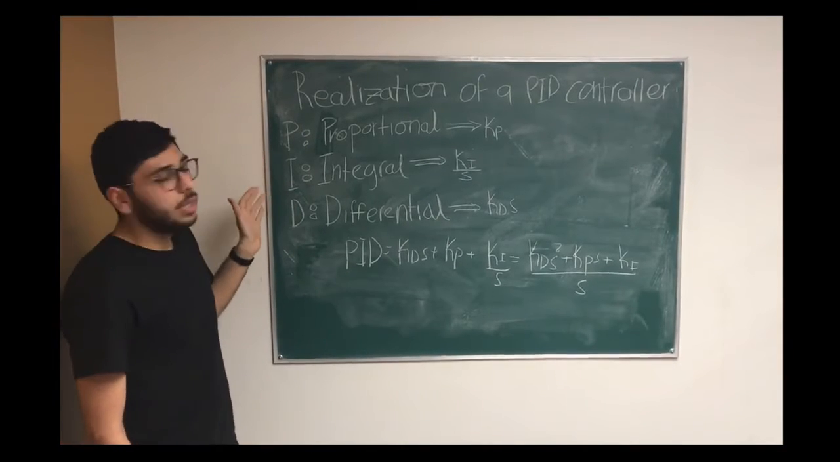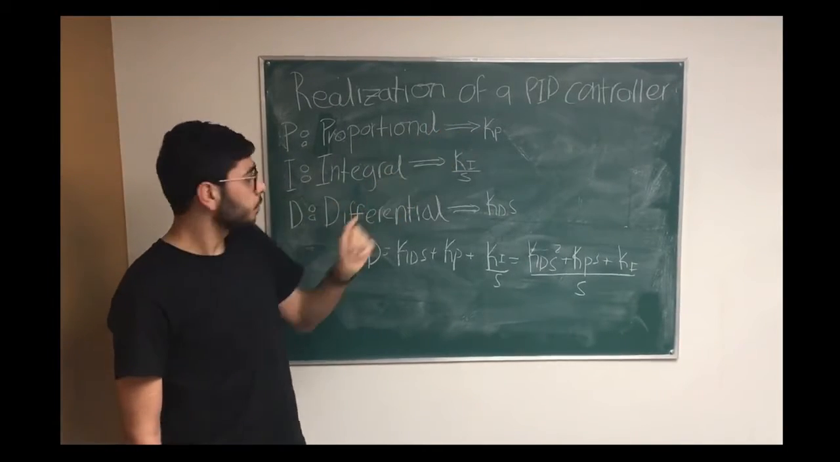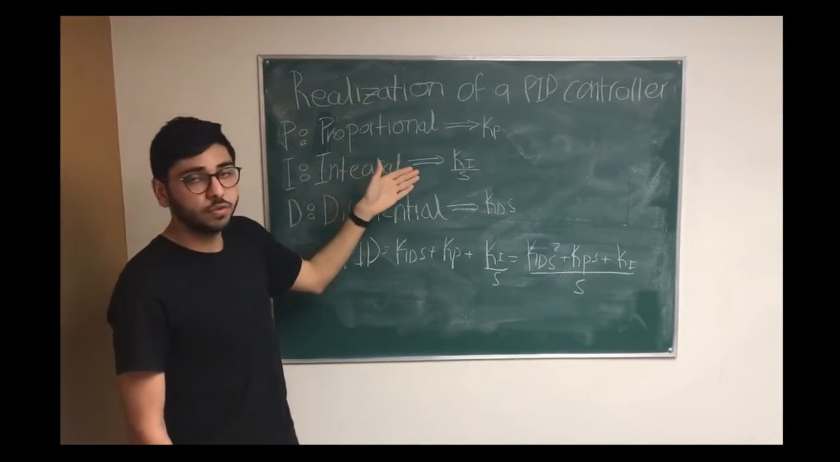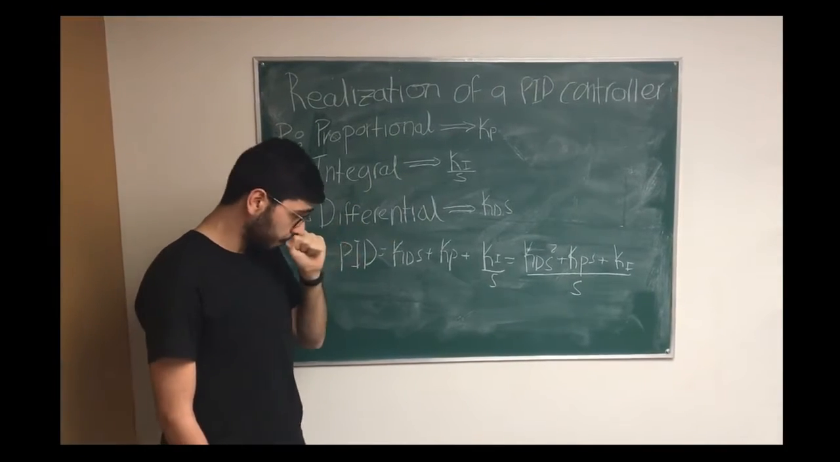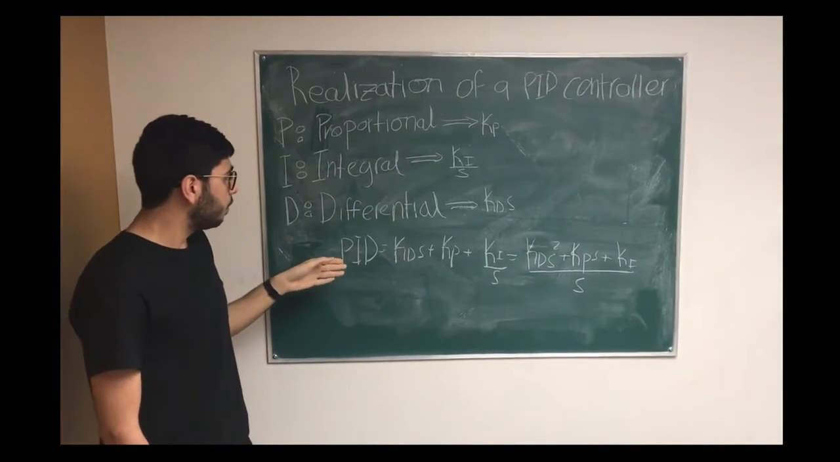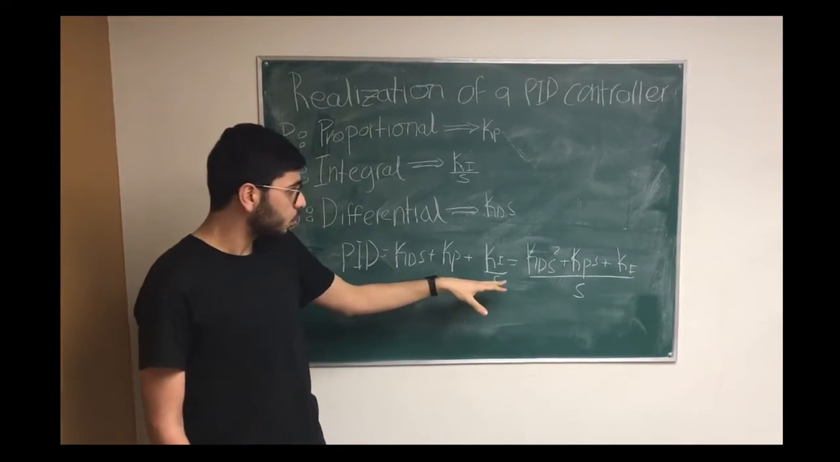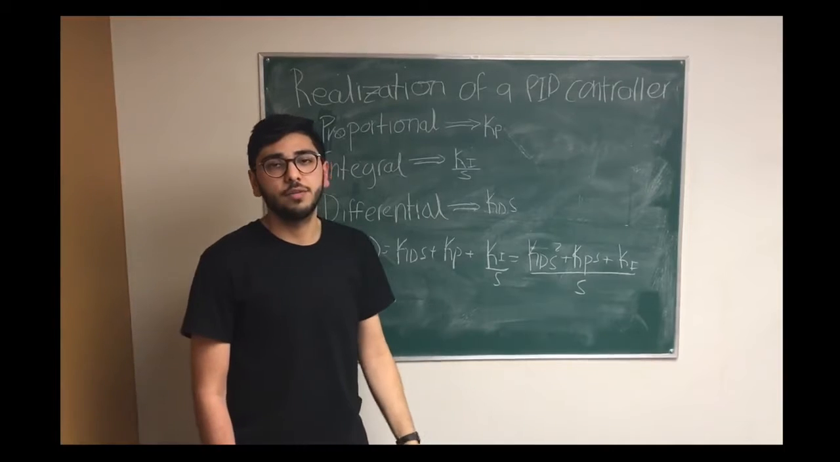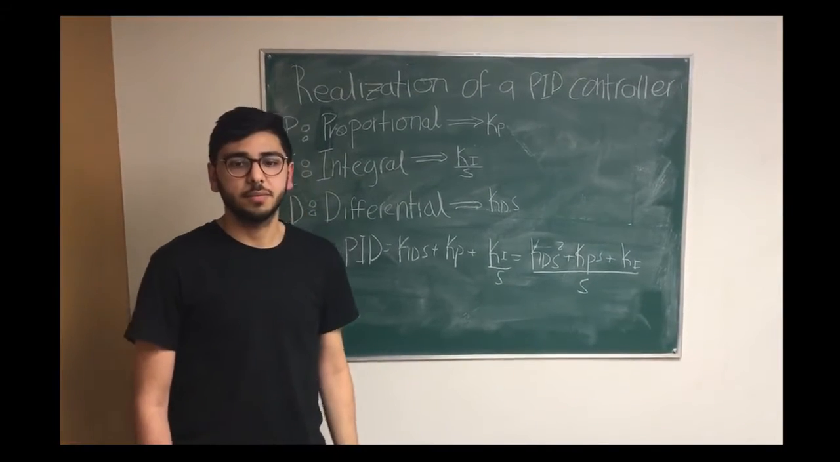As you know, the PID is made of three different controllers. The proportional, which is Kp, then the integral, which is Ki over S, which has a zero value, and then the differential with the pole, which is Kds. When you add all of them up, you get the following equation, Kds plus Kp plus Ki over S, which gives us the following format for the equation. Now we're going to show you how to realize this.